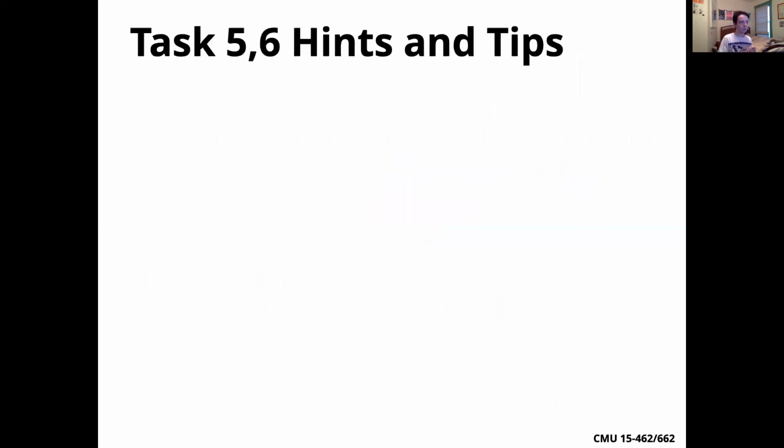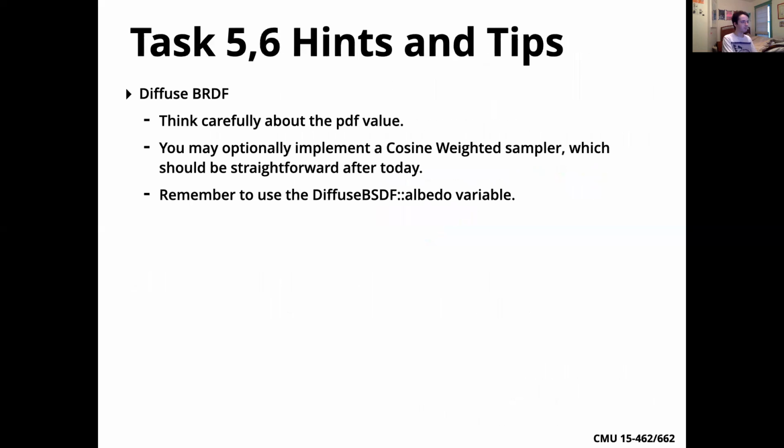Okay, so we're really in the home stretch here. Some general hints and tips. First, for the diffuse BRDF, really think carefully about the PDF value. People get this wrong, and it shouldn't be that hard, right? You're either going to be sampling uniformly, which is the implementation we give you, or I highly recommend implementing a cosine-weighted sampler, which we give you some notes for. It's optional, but after looking at the derivation of the uniform sampler today, you really should be well set up to implement the cosine-weighted sampler as well. Also remember to use the diffuse BSDF albedo variable. Some people neglect to use that, even though we use it in the function we provide to you, which is pretty crazy.